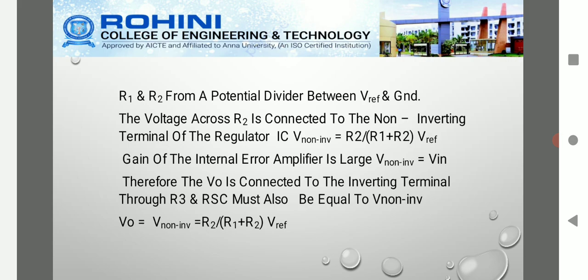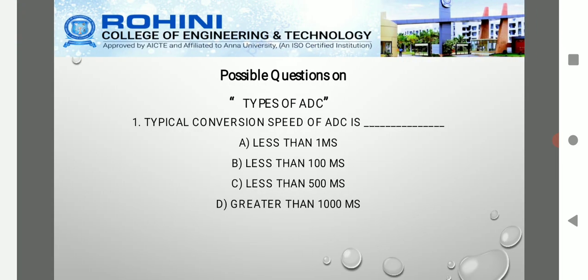And mainly we are using the successive approximation converter because this offers a good balance between speed, resolution, and finally it can be used in a wide variety of signals also.